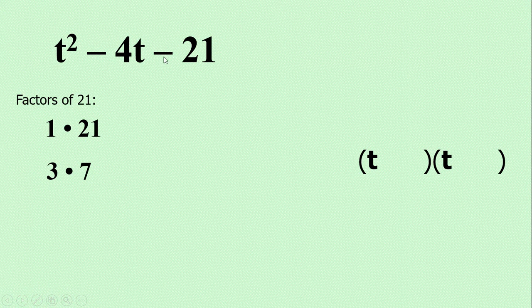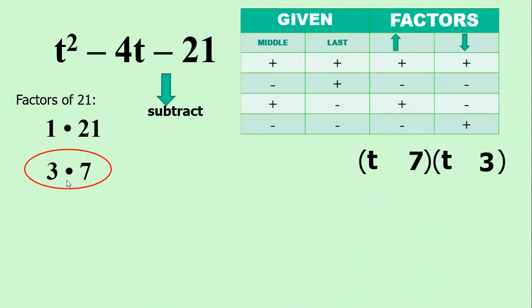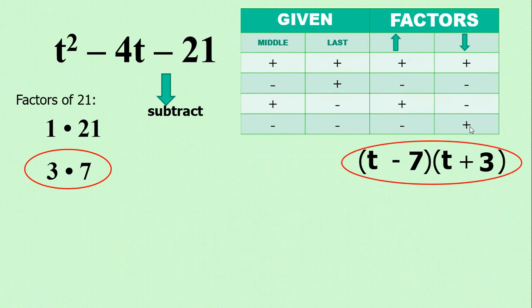Our last term is negative, so we have to consider the pair of factors that, if we subtract, will result to 4. And that is 3 and 7. So 3 and 7 will be here. To determine the appropriate sign of these factors, let's use our chart. The middle term is negative, and negative on the last term. So negative, negative factors are negative on the higher and positive on the lower factor. So this is already our factors.